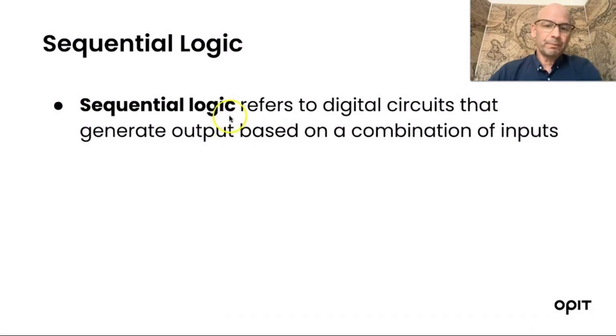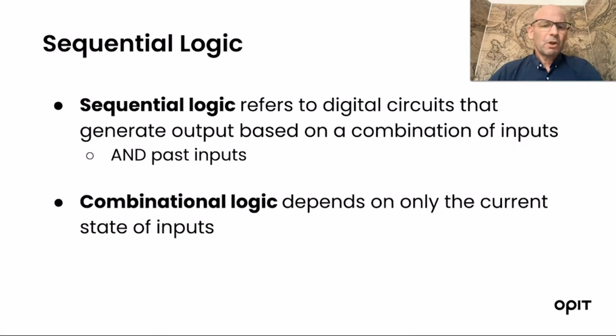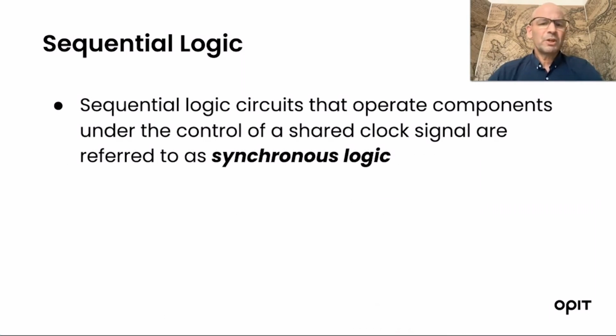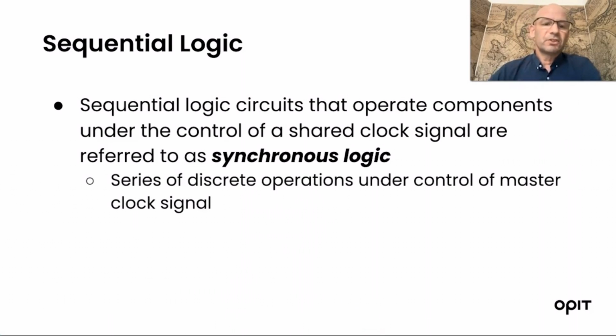So sequential logic refers to digital circuits that generate output based on a combination of inputs and also past inputs. On the other side of things, combinational logic depends on only the current state of the inputs. Sequential logic circuits that operate components under the control of a shared clock signal are referred to as synchronous logic. So we actually have a clock that is timing the process that goes forward from one logic circuit to the next. It's a series of discrete operations under the control of the master clock signal.